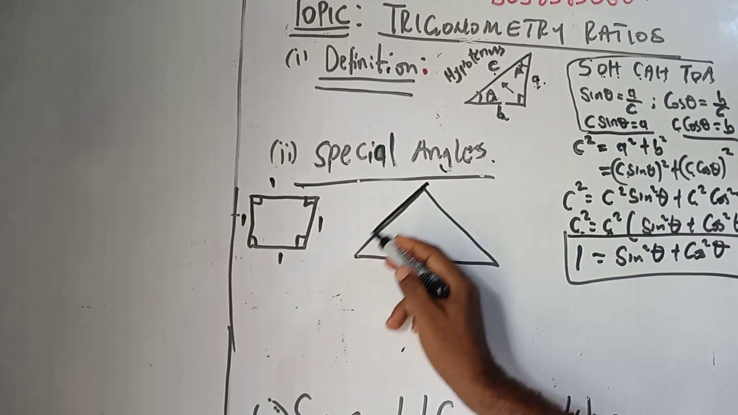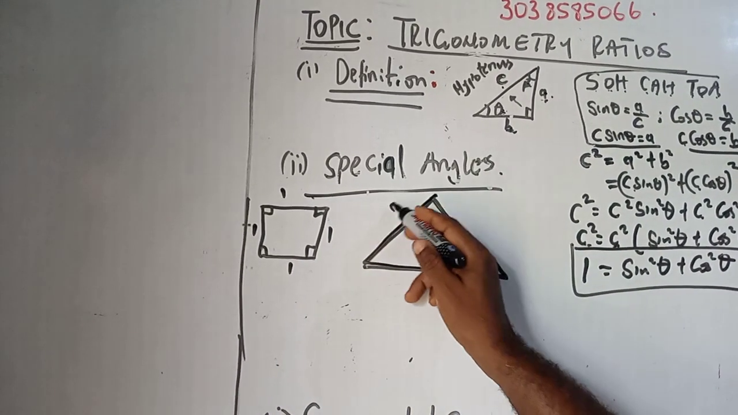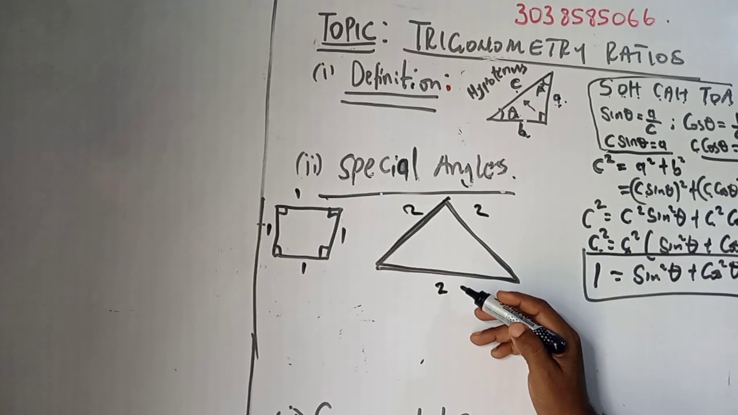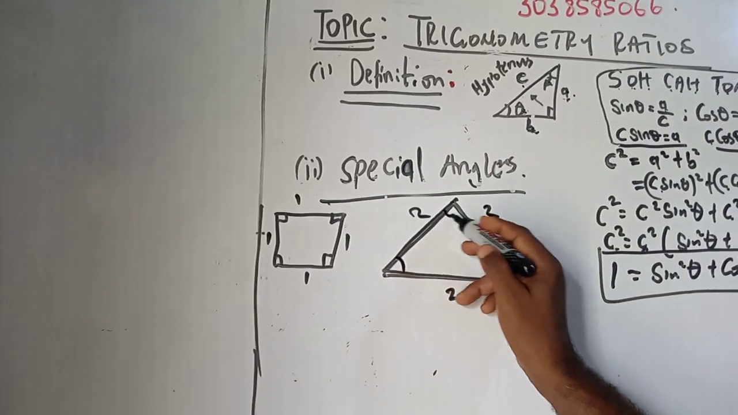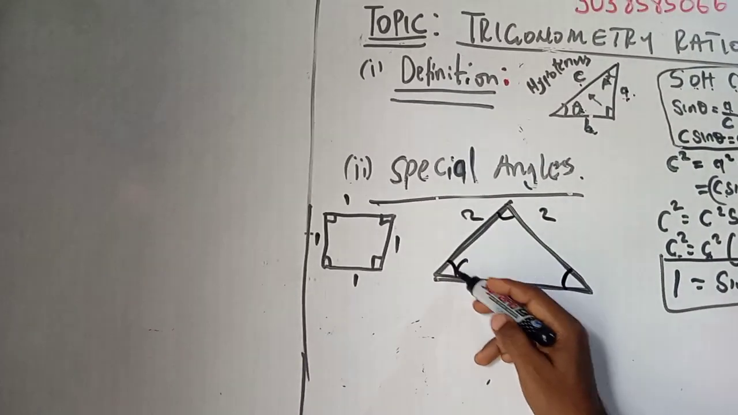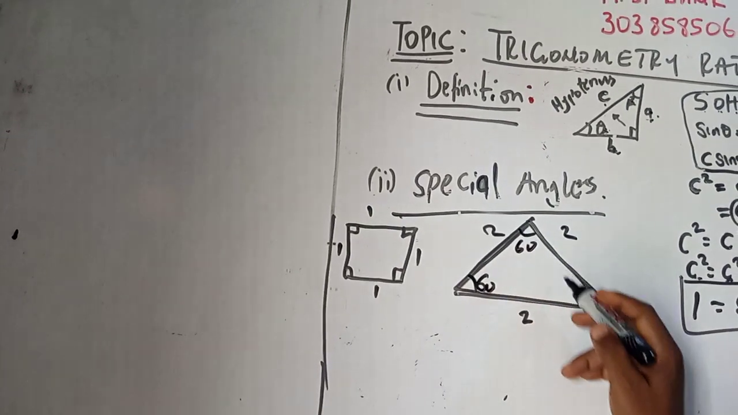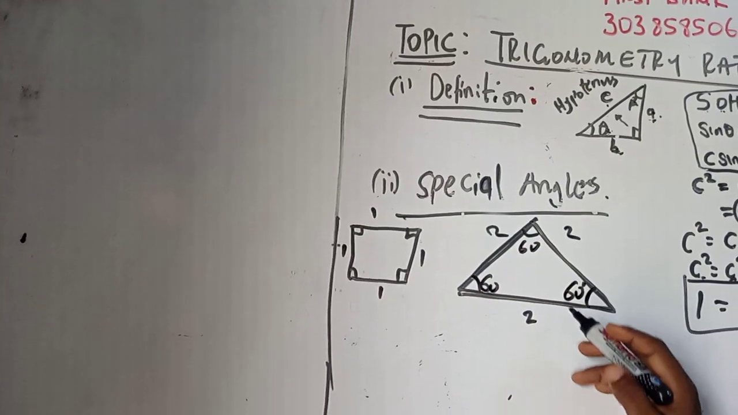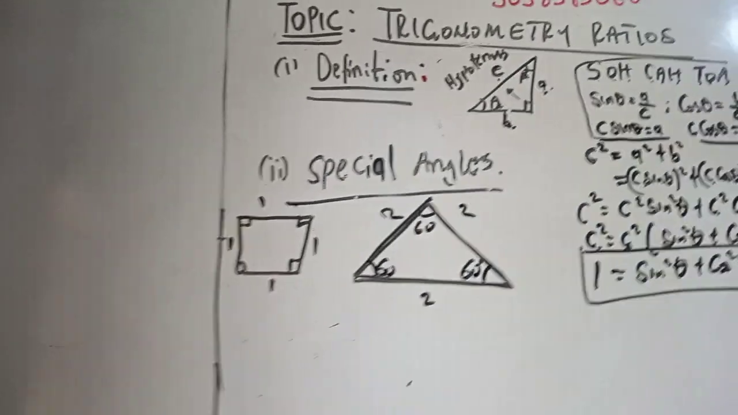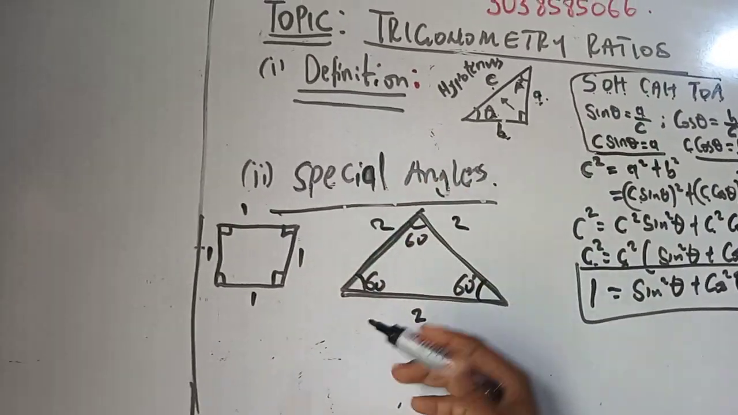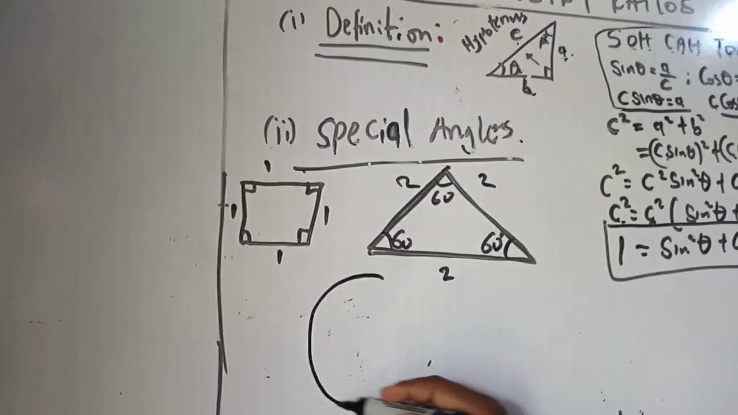We also consider an equilateral triangle of side 2, 2, 2, and the interior angle for this equilateral triangle is 60 degrees, 60 degrees, and 60 degrees. Then another thing we need to consider when we are referring to special angles is a full cycle.